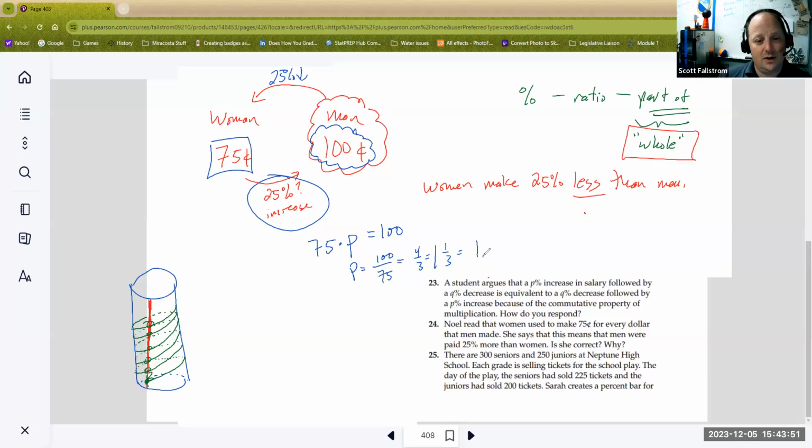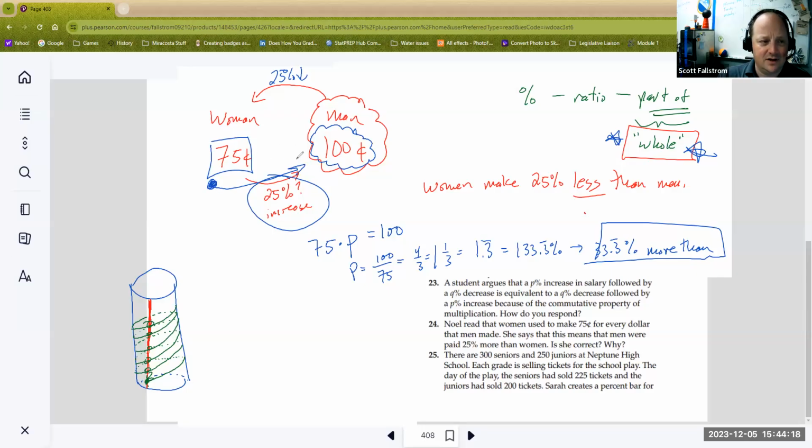You want to turn that into a percentage? Well, let's do it this way. 1.3 repeating. So I get the decimal form, which becomes 133.3 repeating percent, which is 33.3 repeating percent more than. So you see, it all depends on this whole. Where are you starting? If you're starting with the women's salary, you're trying to give it a boost to get up to the men's salary, then you have to say it's 25 cents out of the 75 cents. That's my base. My base is the woman's salary.